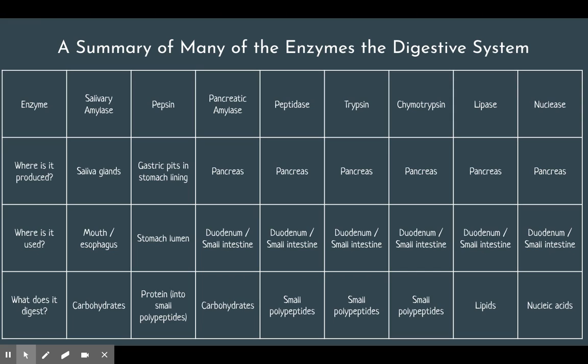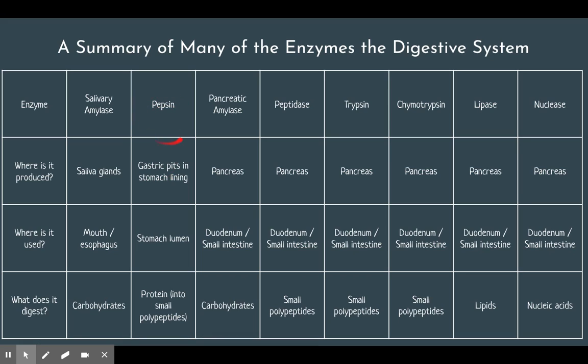So this chart here is relative to part 7 in your packet, and it summarizes all of the enzymes that we've talked about here. We've got salivary amylase that's produced by salivary glands, and it's used in the oral cavity and continues to function as food travels down the esophagus towards the stomach. It primarily digests carbohydrates, and it works at a neutral pH.